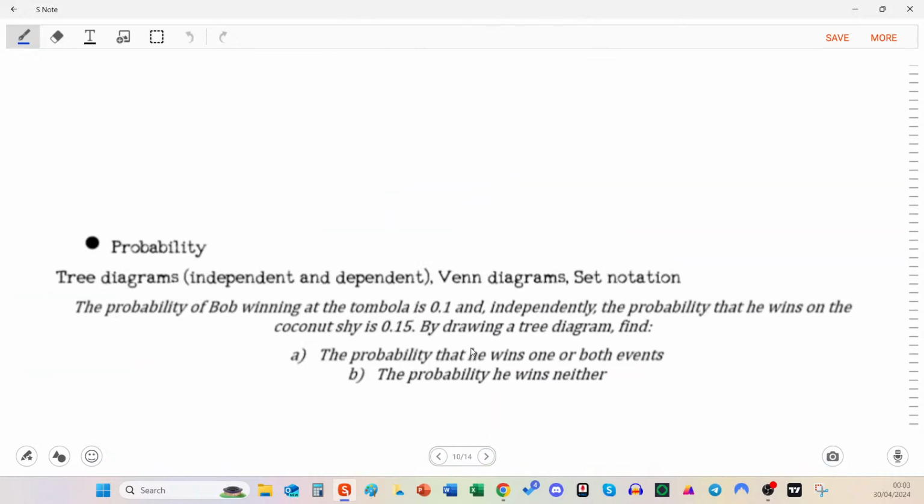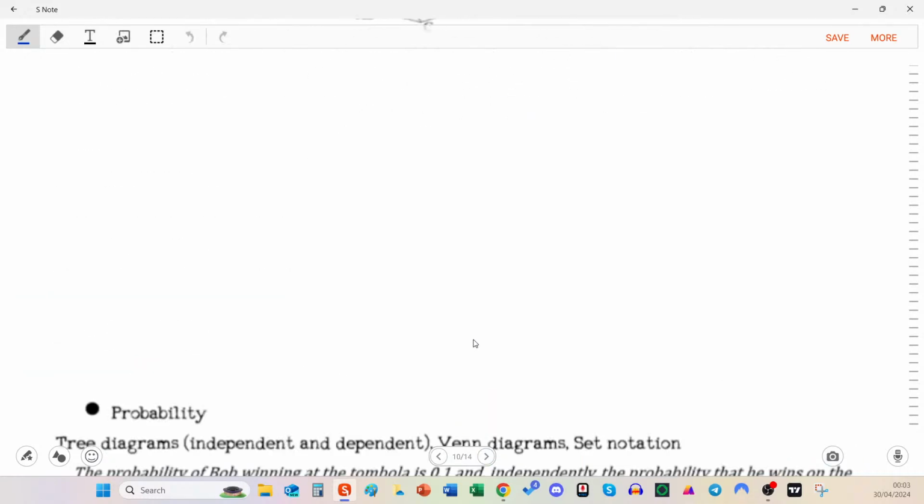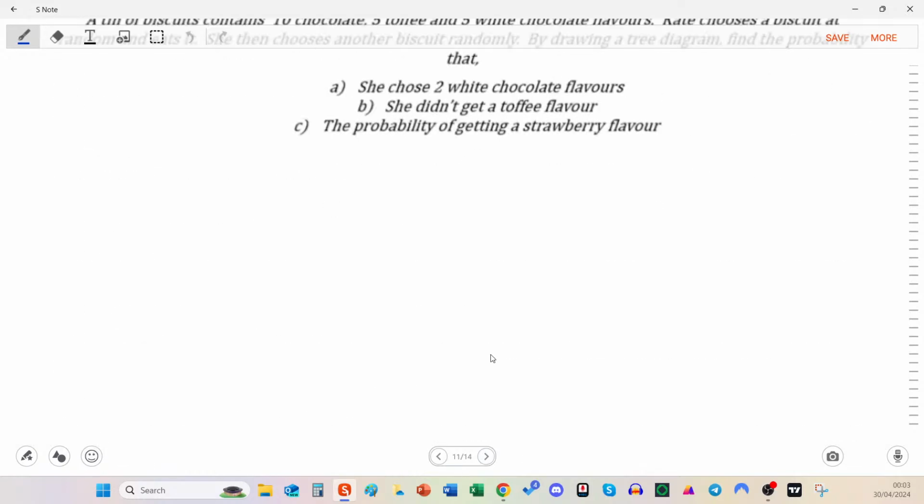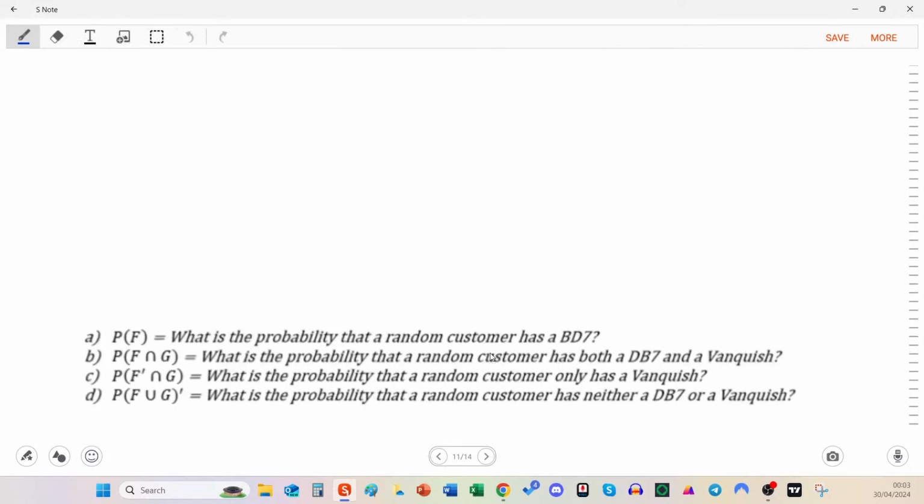Tomorrow we'll go through the final ones, which are 3D trigonometry and probability, which is my favorite, which will look at tree diagrams and Venn diagrams with probability notation. So that's going to be super fun.